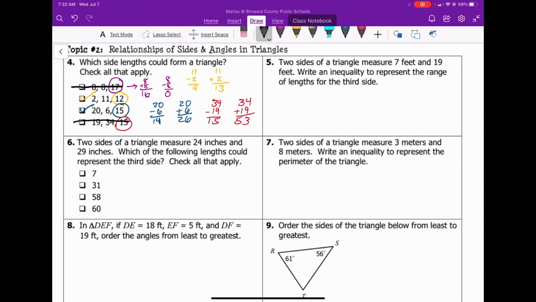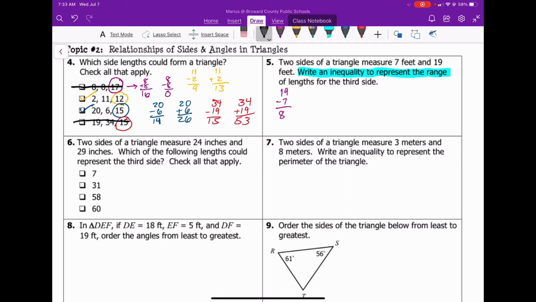For number 5, two sides of a triangle measure 7 feet and 19 feet. Write an inequality to represent the range of lengths for the third side. So once again, in this one, they don't give us 3 numbers. They only give us 2, and they want us to figure out the inequality, okay? Write an inequality to represent range. So when we do that, we're still going to follow the first 2 rules again. We're going to subtract those numbers.